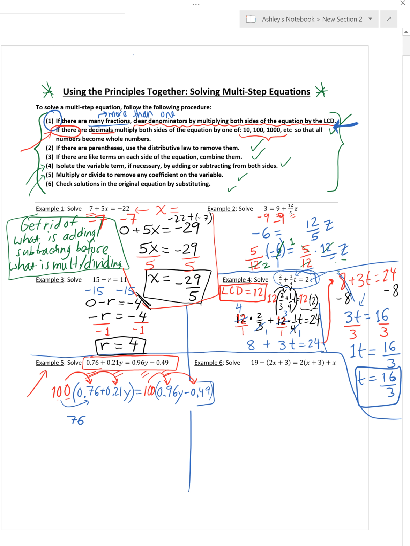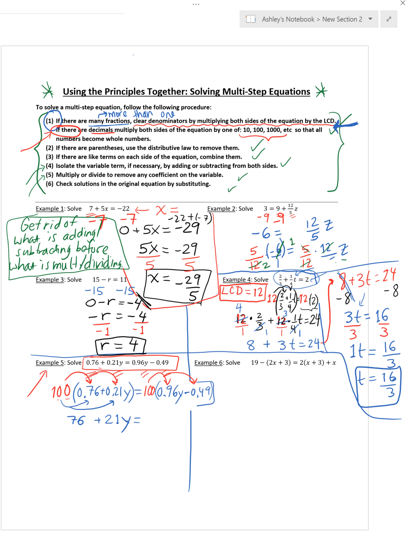Similarly for 100 times 0.21, if I move that decimal to the right twice, which is what multiplying by 100 does, it'll make it 21, but if the decimal's at the very right of your number, there's no need to write the decimal. It's only if there are digits beyond the decimal. All right, and don't forget your y, of course. That looks a lot nicer. I'd much rather deal with 76 plus 21y.